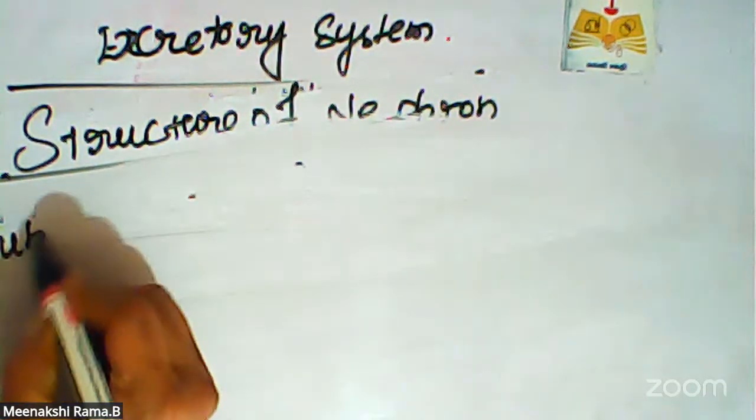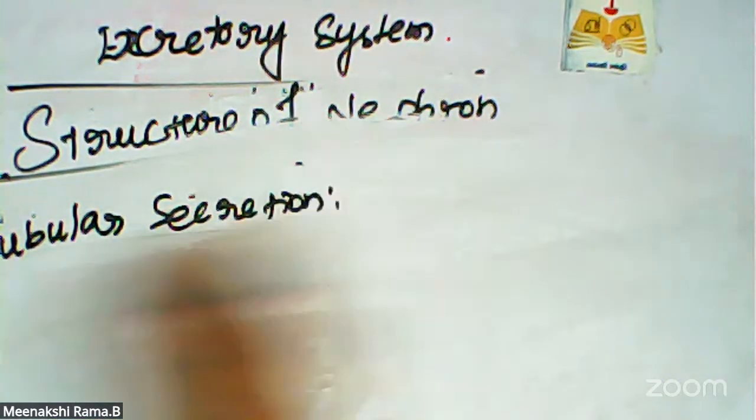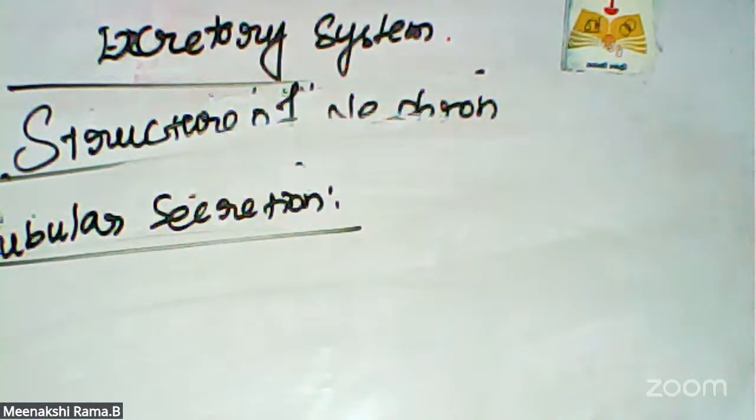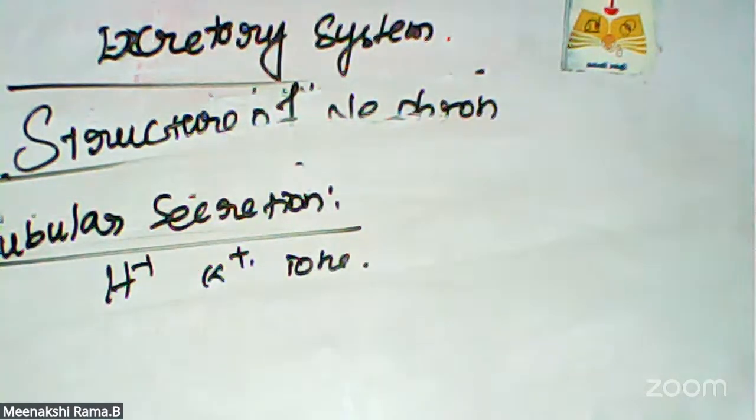Last one is tubular secretion. Substances such as H plus and K plus ions, hydrogen and potassium ions, are secreted in the tubule. The tubule filtrate finally becomes urine, which leaves our body. The urine passes to the collecting ducts in the pelvis. The urinary bladder becomes full with urine and then it is expelled through the urethra. This is known as micturition.